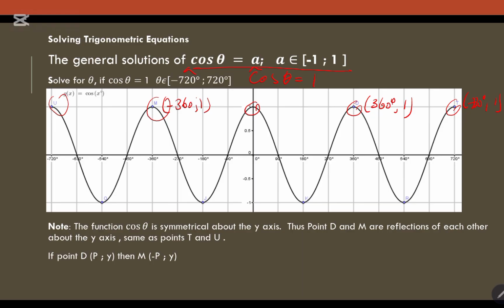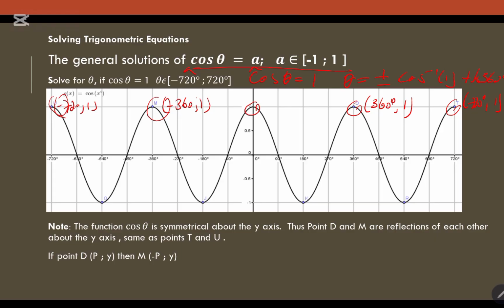Is a reflection of point U, which is negative 720 and 1. So basically these two pieces of the graphs are reflections of each other about the y-axis. Therefore, in order to find the general solution of cosine, you can simply say theta equals plus or minus the arc cos, or the inverse of cos, of that constant, which is 1, plus k times 360, which is the period, and k is an element of integers.